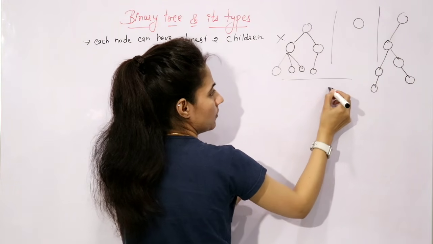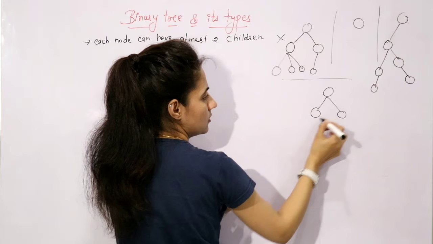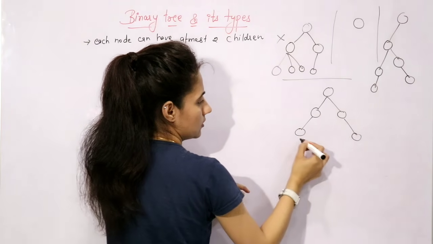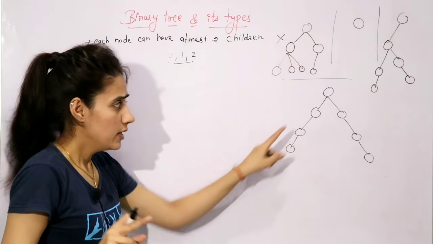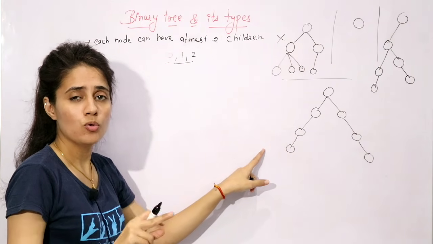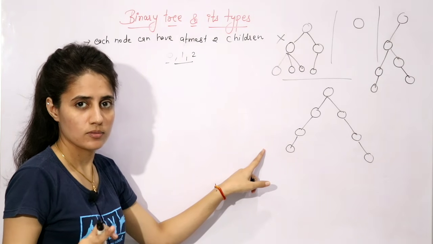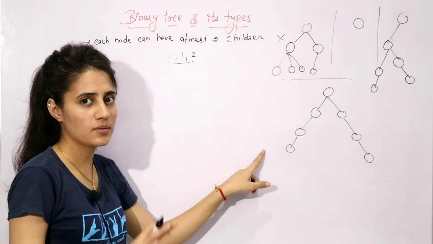Now if I draw something like this and this, this is also a binary tree. The only condition is that each node must have at most 2 children. If this condition is satisfied, that is a binary tree.